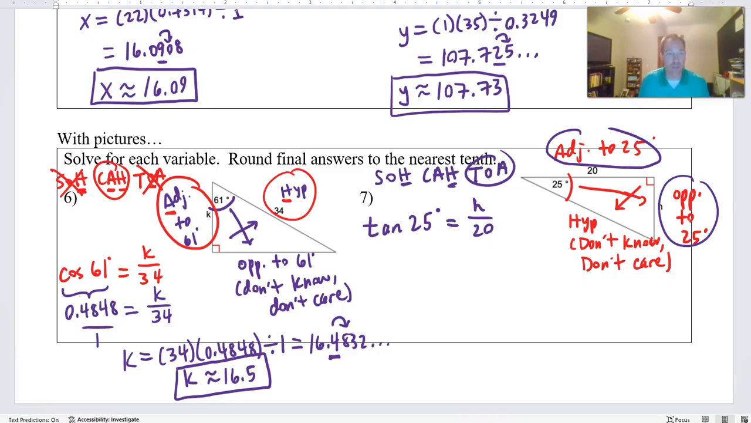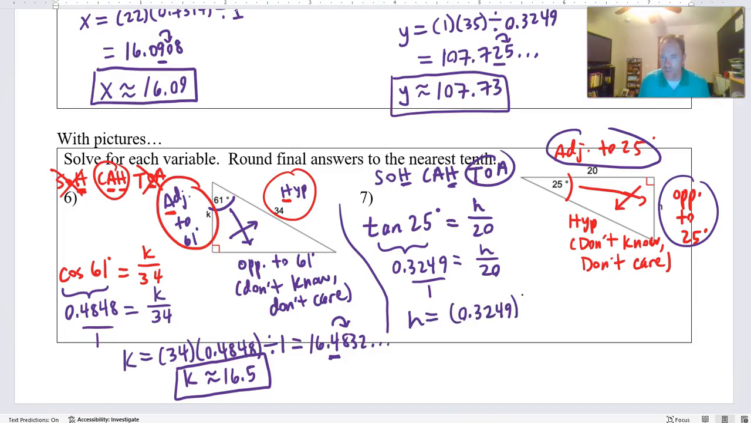Okay? If I grab the calculator, I punch in the tangent of 25 degrees. I like to round to 4 digits, so it's 0.3249. That's h over 20. You want to make that into a proportion, put that over 1, and now we can cross multiply and divide. That decimal times 20 divided by 1. My calculator gives me here 9.326 something, and then to the nearest tenth, 9.3 with the 2 next door. H is approximately 9.3 units here.